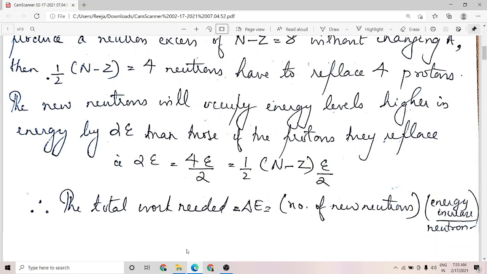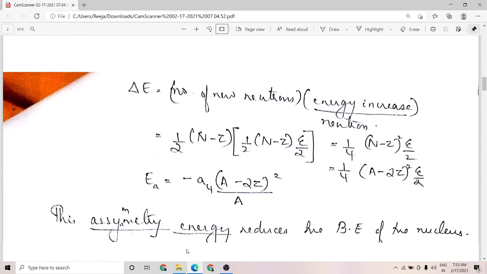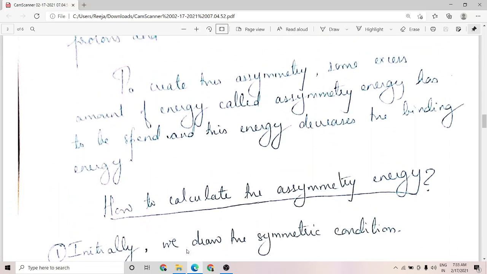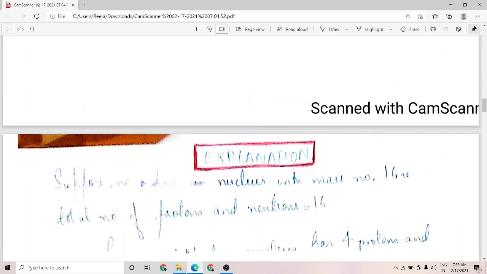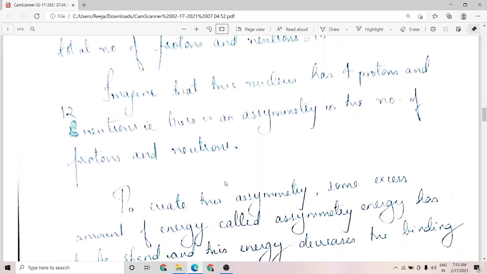Now let us consider the calculation of the asymmetry energy on the basis of an example. Suppose we have a nucleus with mass number 16. That is, the total number of protons and neutrons in the nucleus is 16. Now imagine that this nucleus has 4 protons and 12 neutrons. Then there is an asymmetry in the number of protons and neutrons. No asymmetry means there must be 8 protons and 8 neutrons.